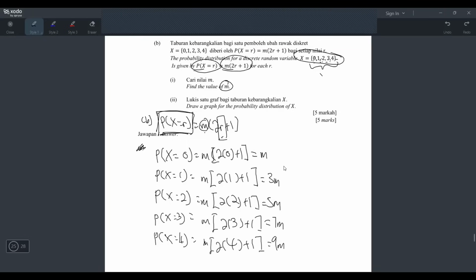As you can see, the answers form a progression, right? It's like every time you add 2. So 1, plus 2, 3. 3 plus 2, 5. 5 plus 2, 7. So every time you add 2. Okay, after you reach here, now you can find your value of m.